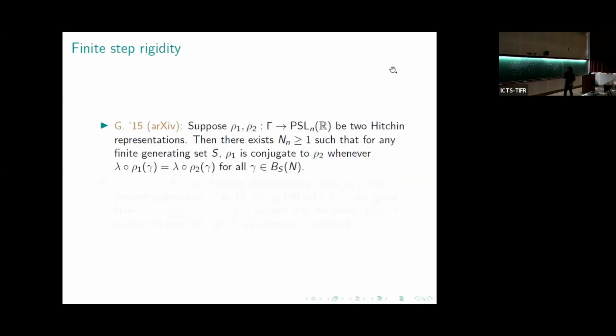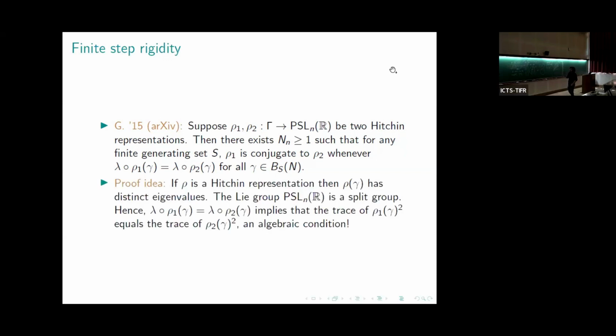And right, so what's the proof idea? Essentially, the thing that we use is that Hitchin representations have distinct eigenvalues. It's a result from Labourie and Guichard, exactly the result that I stated before. And also the fact that PSL_n(R) is a split group. And because of that reason, you don't have these complex numbers, like this M group is a discrete group, which means you don't have bad complications that can appear, because we are checking only the modulus of the eigenvalue.